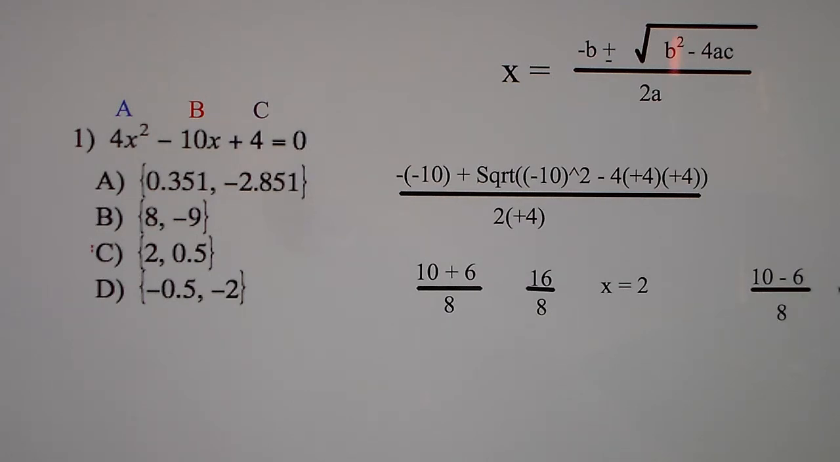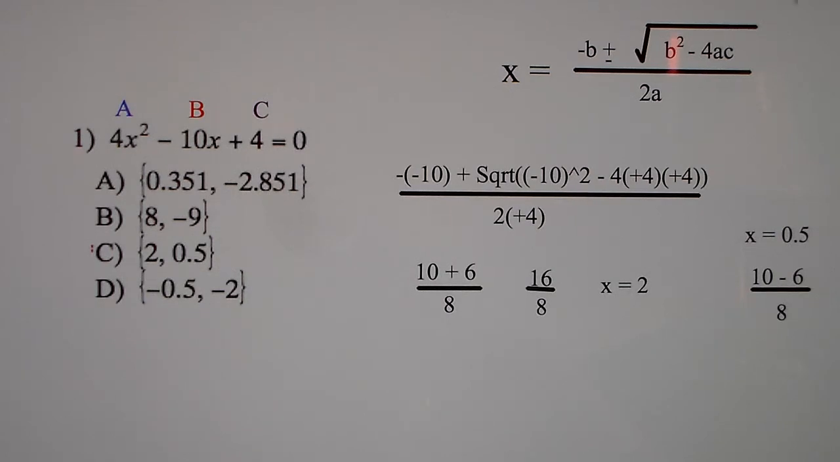10 minus 6 is 4. 4 divided by 8 gets you a half. So x equals a half. Or half is the same thing as 0.5. So my two answers are 2 and 0.5. So I look at my multiple choice, I see 2 and 0.5. My answer will be C in this case.